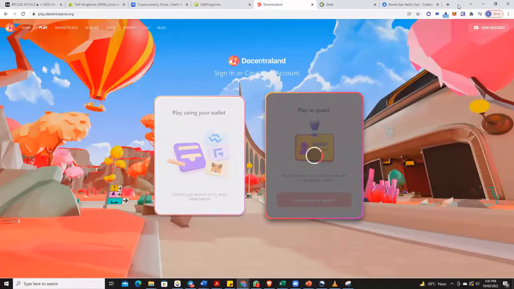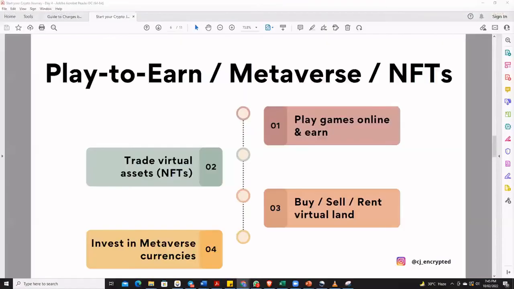Now, while this thing is loading, let's talk about other things that you can do with metaverses. How else can you make money? Well, you know how you can make money from play to earn. You play the game, you earn money. You also know how you can make money from NFTs. You can buy them and sell them if the price goes up, right? That's how you make money. If you're unfortunate and you buy when the price is high, and then sell when the price is even lower, then you lose money.